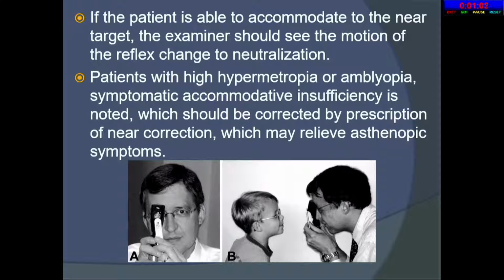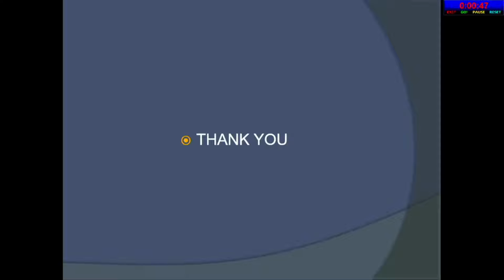In patients with high hypermetropia or amblyopia, symptomatic accommodative insufficiency is noted, which should be corrected by prescription of near correction, which may relieve the asthenopic symptoms faced by the patient. Thank you.